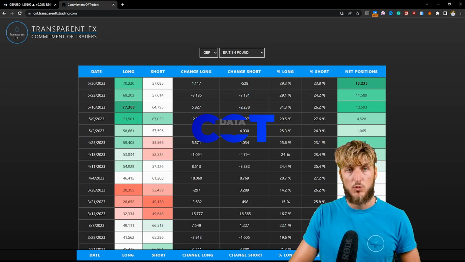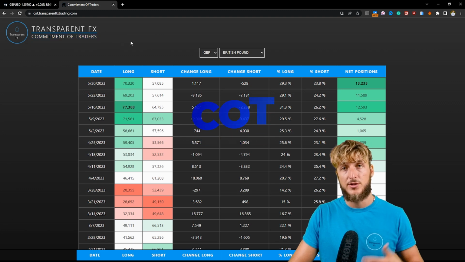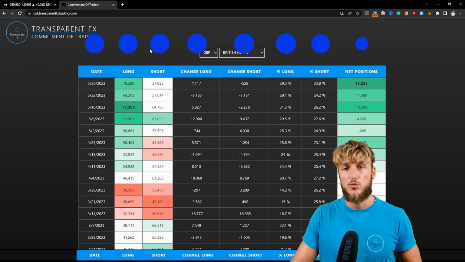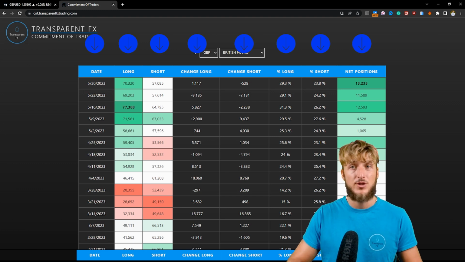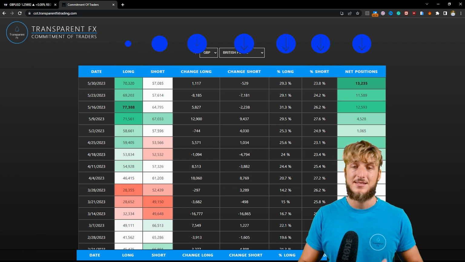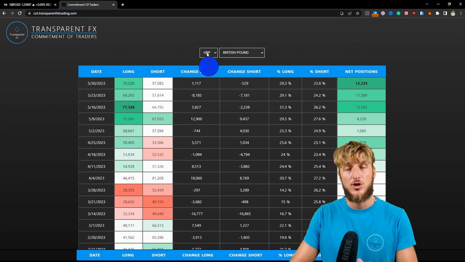Because if we go and see what we have when it comes to the commitment of traders, so the COT data, which is what institutions are doing in the market, and we look at the data precisely for the pound, the first thing that we have to keep in mind is that if we're looking at the data for the pound, we're actually already looking at GBPUSD because all currencies on the spot are traded against the USD.